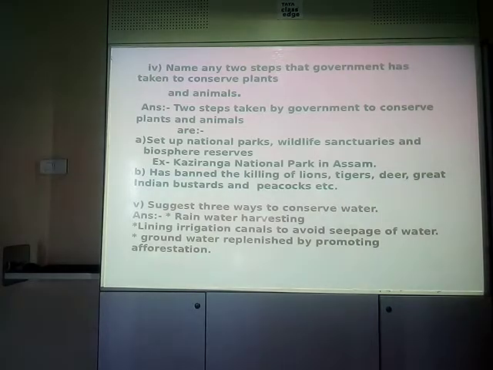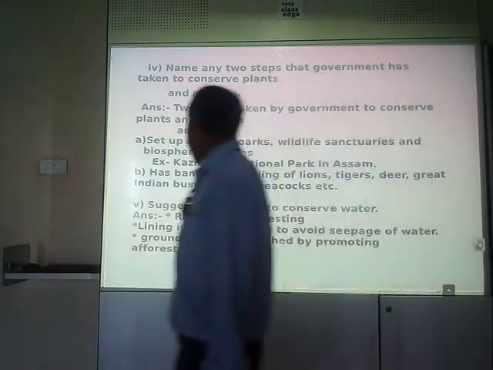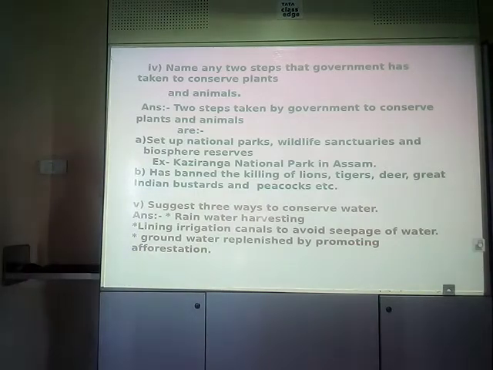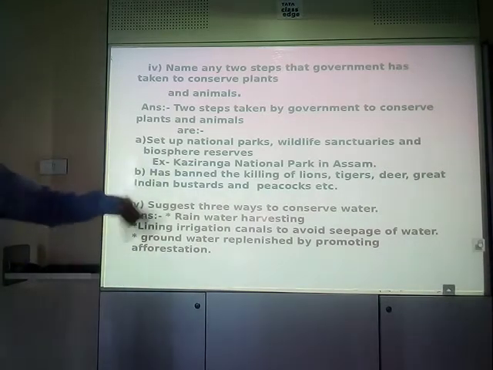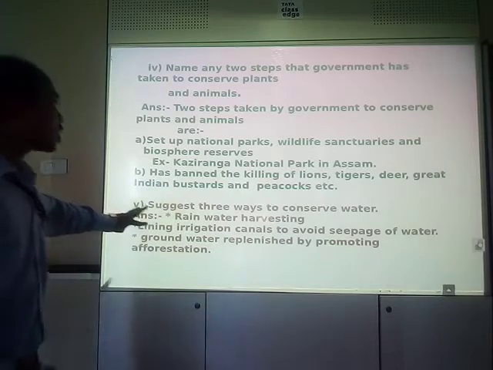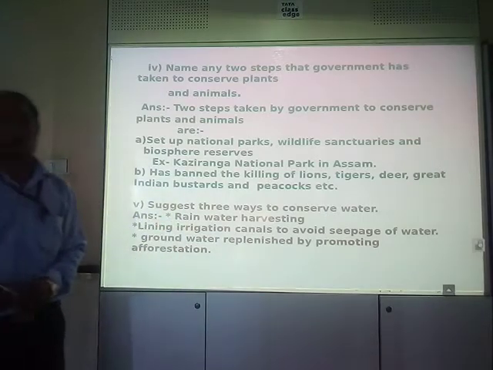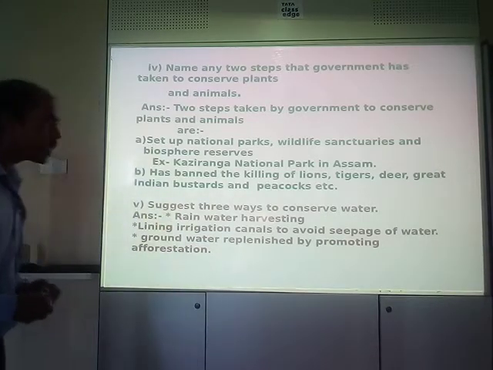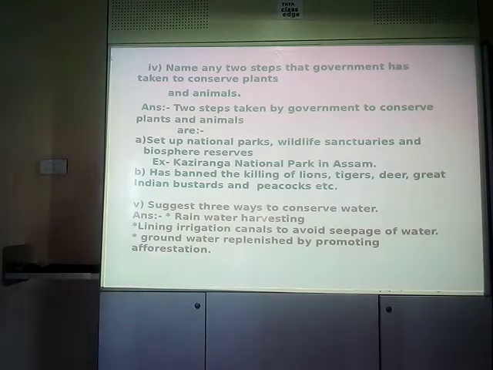Okay, clear? So these are the three ways by means of which we can conserve water. There are several other ways also, but these are the three most suitable ways to conserve water. Okay, clear? Shall we proceed?